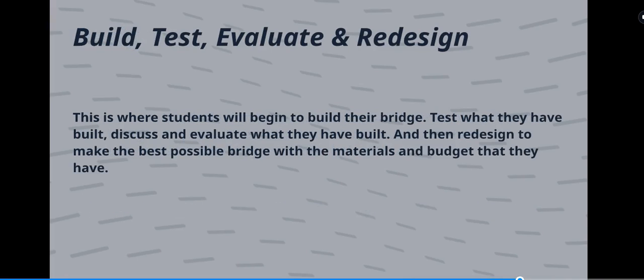Next is the building, the test, the evaluation, and the redesign, and that's cyclical. So they redesign, then they build, then they test, and they evaluate. It's over and over. This is the experimenting part. This is where students will actually begin to build their bridge. They'll test what they have built, discuss and evaluate it, and then redesign to make the best possible bridge with the materials and budget that they have, which is $15.